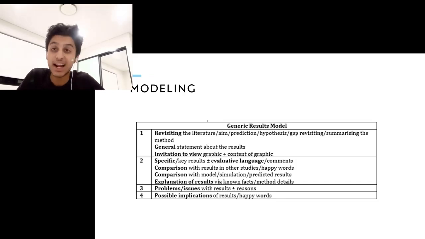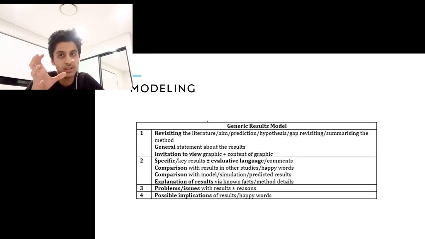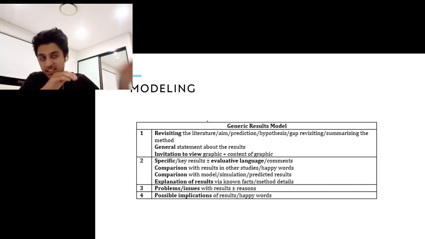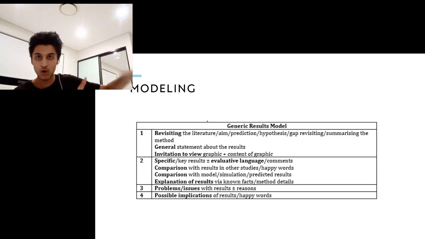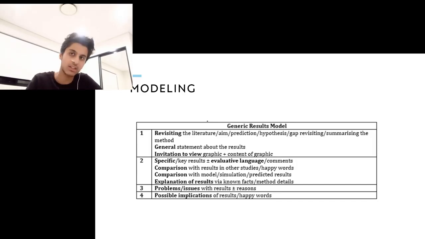And here's where you use evaluative language to make the reader focus, to lead the reader into the discussion. Now you're starting to create that flow into that discussion. You want to compare it with other studies, if there are any, and then you want to explain why these results happen.